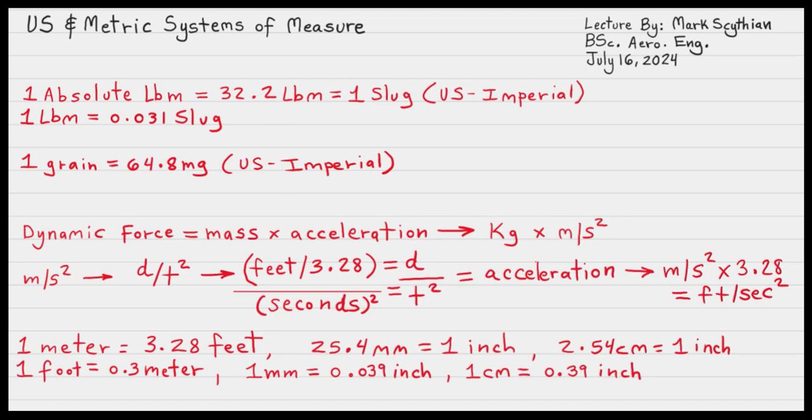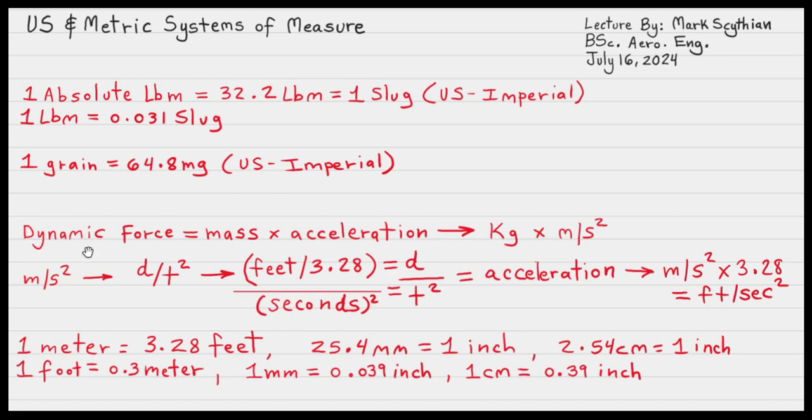And then of course we have the grain, which is very common in ballistics, either for the projectile or the smokeless powder, and that's measured in grain. So just 1 grain is simply 64.8 milligrams, equivalent in the metric system.